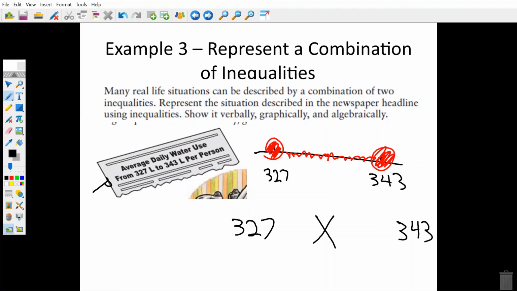And then we're just going to say x is less than or equal to 343, which is shown there, and x is greater than or equal to 327, shown there. And you can see these two signs are going the same direction, which if you put the smaller number on the left and the larger number on the right, that will always be the case, okay? I think there's one more.